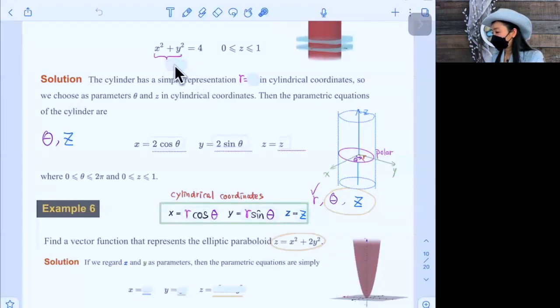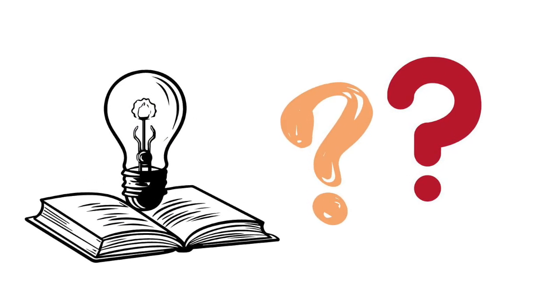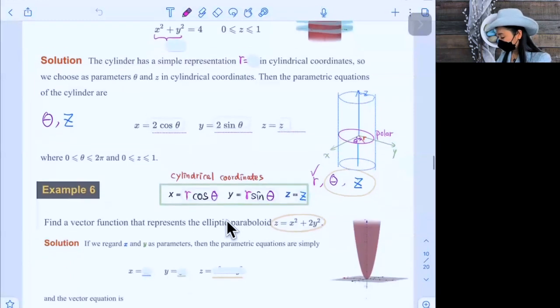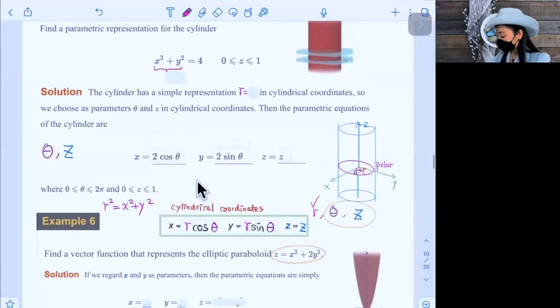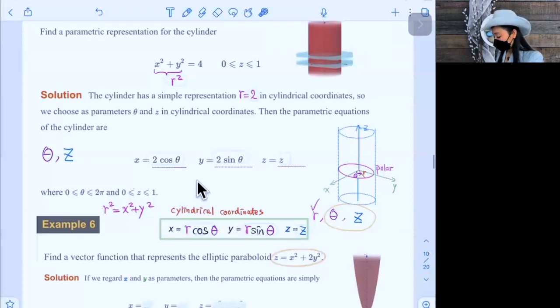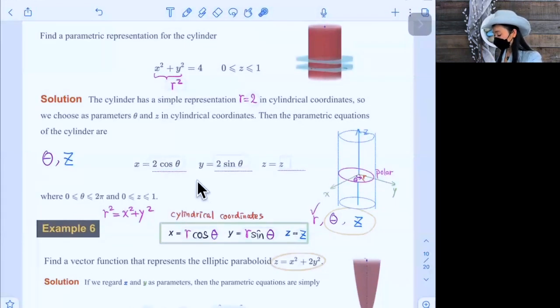So what does x squared plus y squared equal to? r squared, yeah, you got it. Good job. So we have r squared equal to x squared plus y squared in cylindrical coordinates. So this cylinder has a simple representation, which is r equal to what? 2, yeah, you got it. So r equals 2, and then z has to be between 0 and 1.